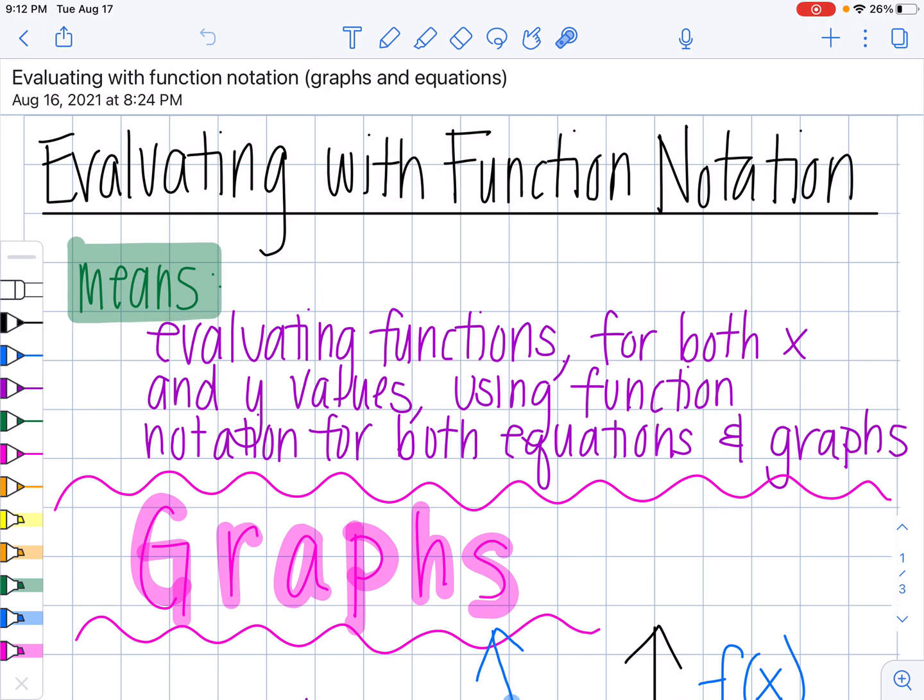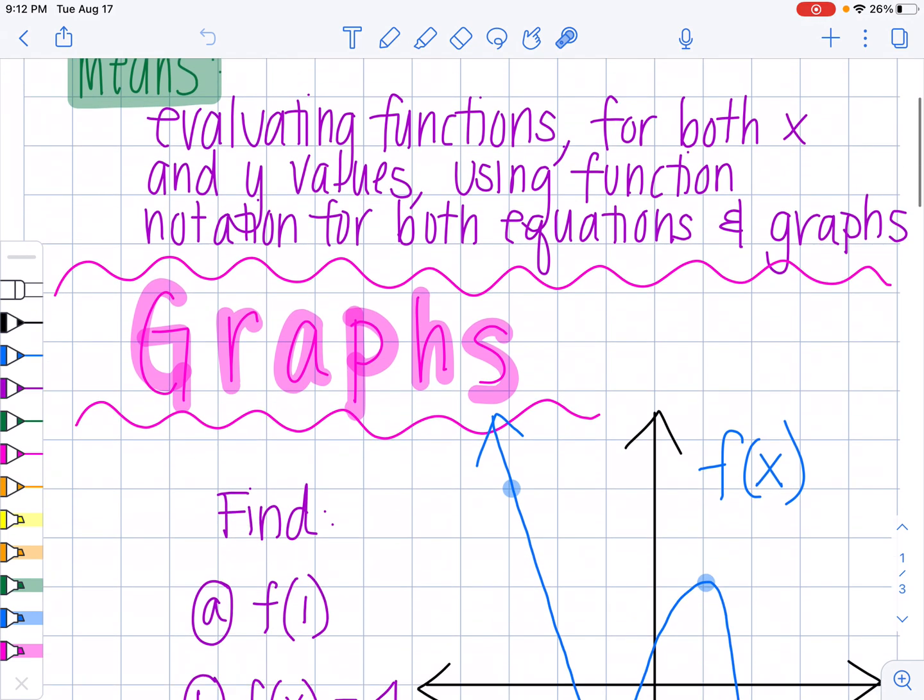It means I'm going to take the numbers they give me for either x or y, and I'm going to use the function notation for both equations and graphs to find the missing piece of information they're asking. So we're going to start with graphs first.